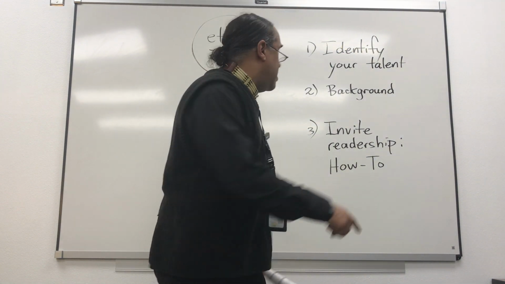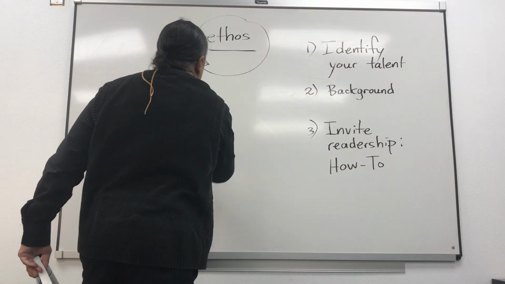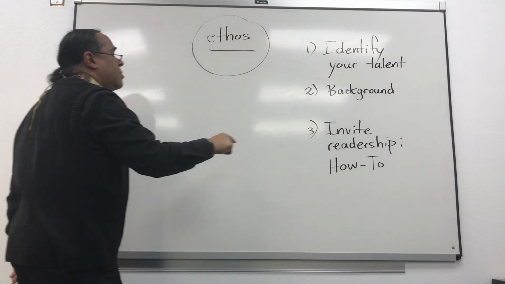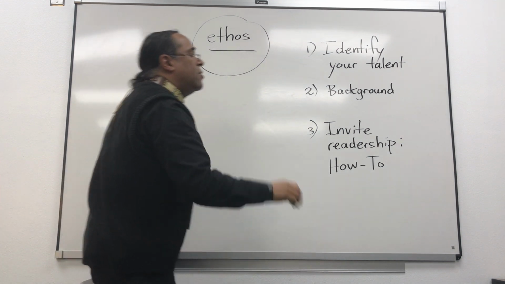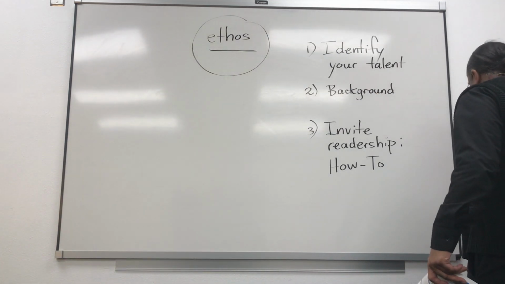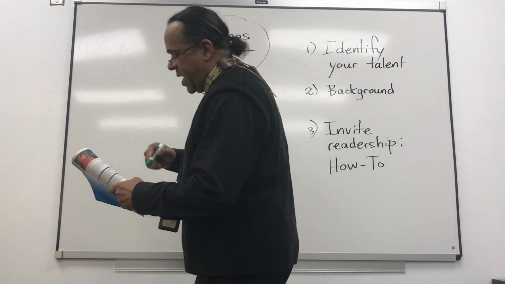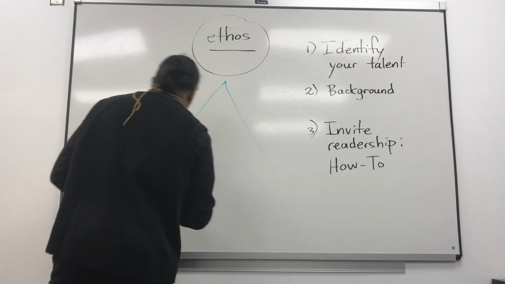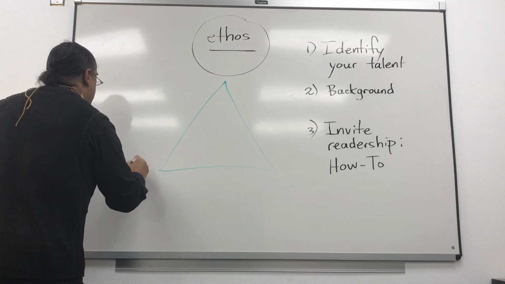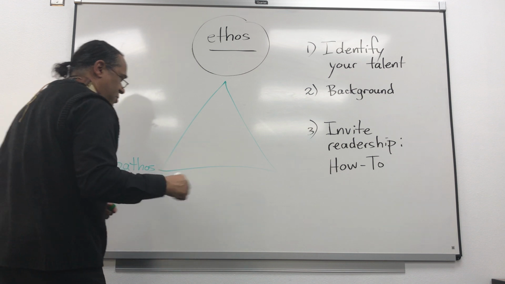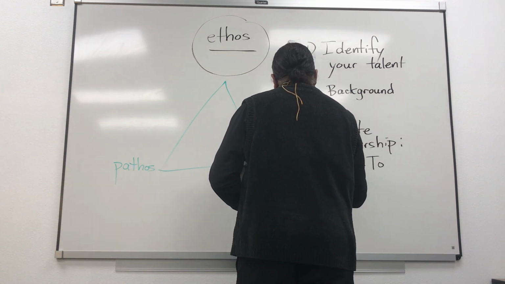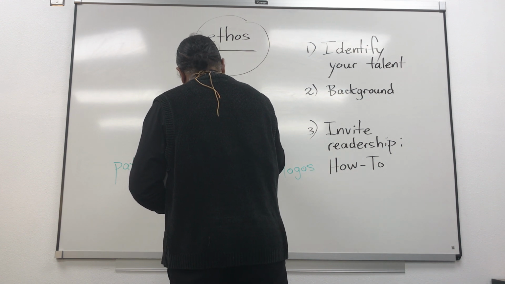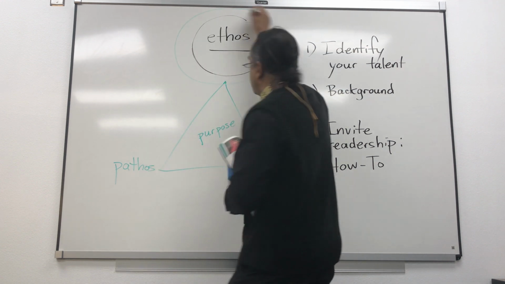Remember that little triangle exercise I did last time? We put author, reader, issue, and a big triangle. Remember that? And I changed it so I said we can also add ethos, pathos, and logos. Let's put it up here really fast. We'll talk about these other ones in green later. Logos. And I put it in the middle, purpose. But in this case, we're going to stay focused on ethos.